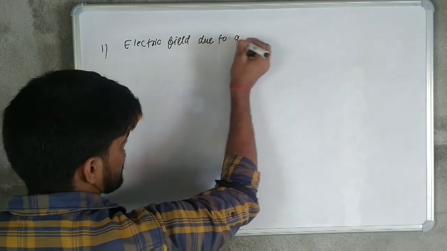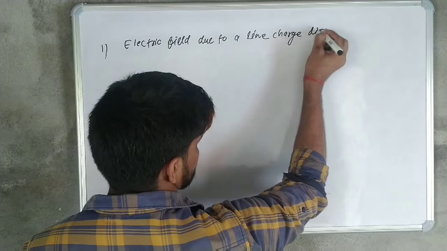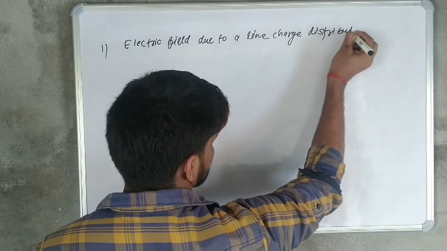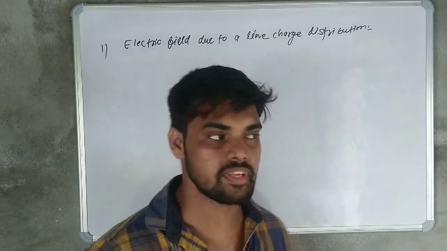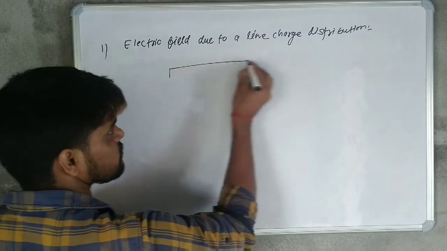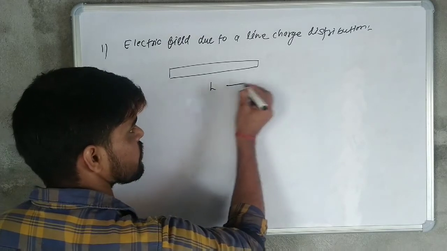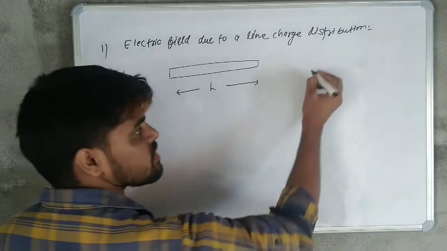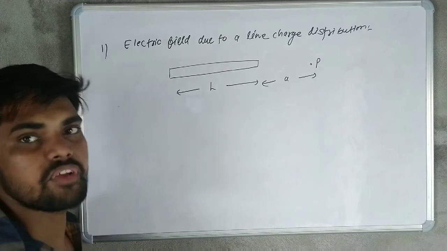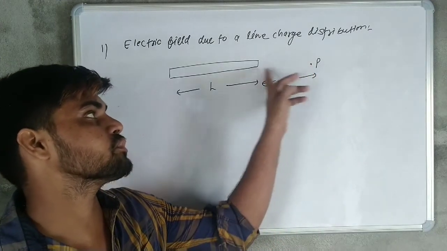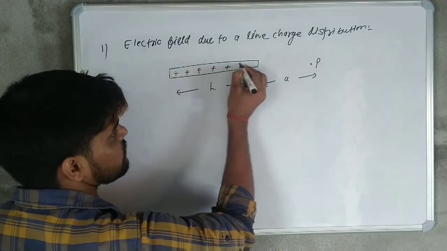Here is the electric field due to a line charge distribution. In this question, there is a rod of length L, and a point P at a distance a from the rod. We have to find the electric field at point P due to this rod, and positive charge is distributed on this rod.